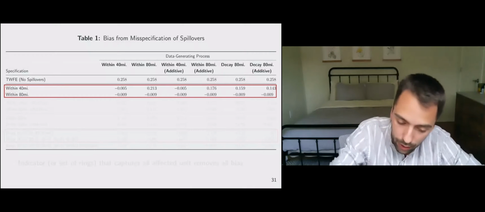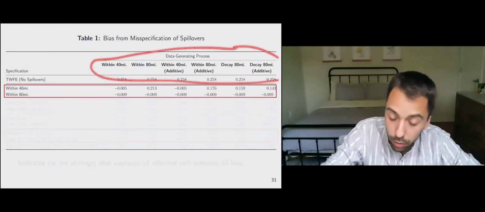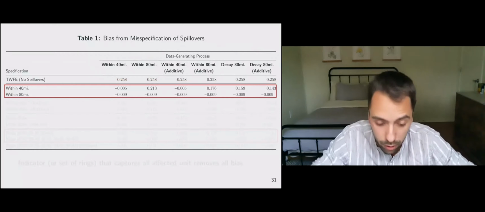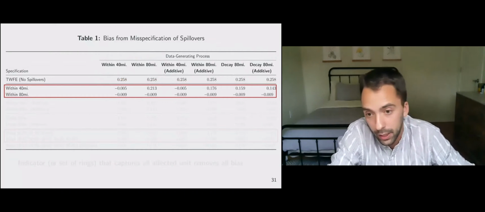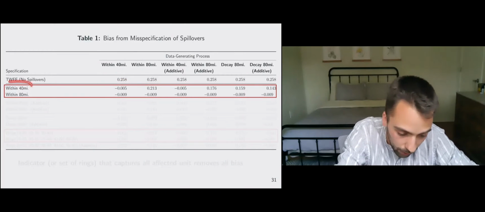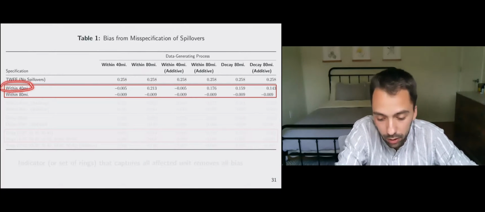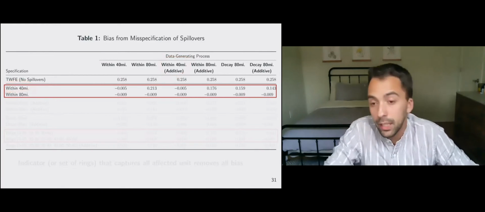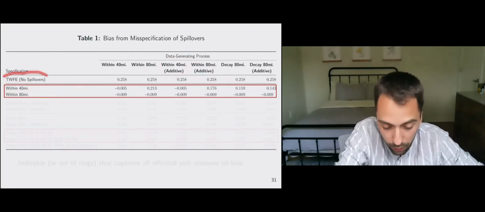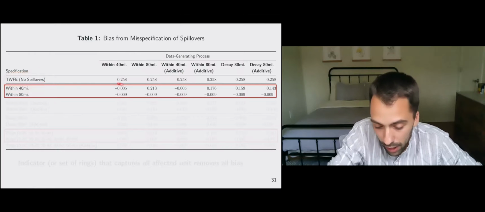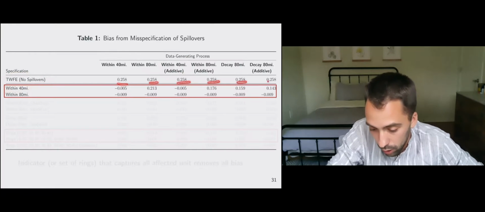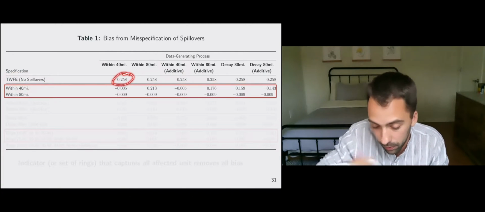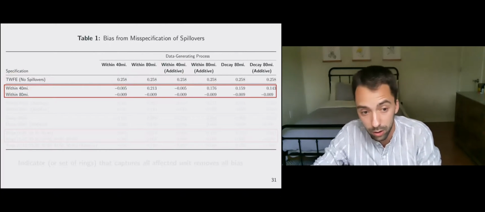As for results, each column is going to be a different true data generating process: the withins and the decays, both the non-additive and the additive versions. And each row is going to be the specification. For example, I'm running the regression using the within 40 indicator, and if I'm looking at this column, this is the true exposure mapping that I'm generating. I keep the average spillover effect constant. In other words, the two-way fixed effects, where I don't control for spillovers, have the same bias. So you should think of this as bias relative to the two-way fixed effects bias, which is about 0.258 in this set of simulations.